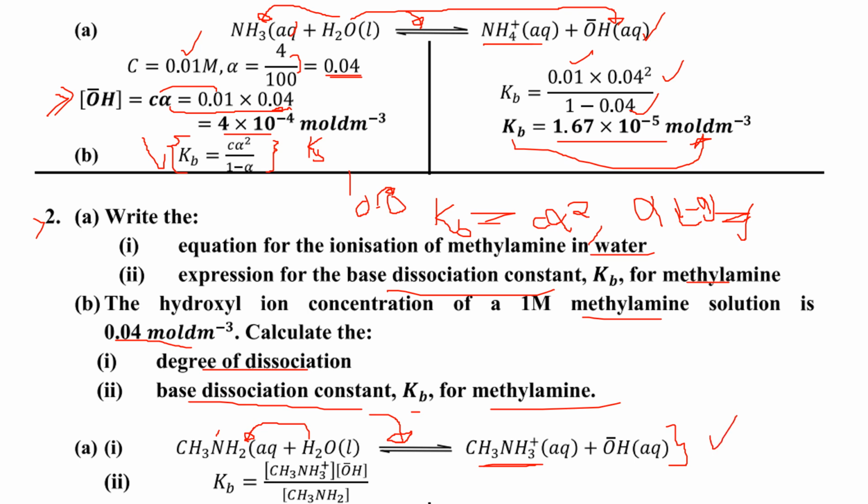So Kb is given by the molar concentration of the products divided by the product of the molar concentration of our reactant, with the exclusion of water, because I told you water is assumed to be in excess, so we expect its concentration or amount or quantity to remain the same before and after the experiment. That's why we don't include it in calculations.